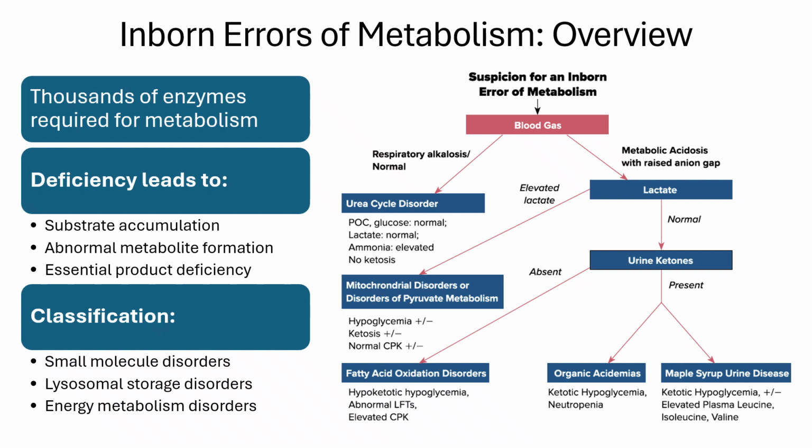Classification helps organize these numerous disorders into manageable categories. Small molecule disorders affect amino acids, organic acids, and simple sugars. These typically present acutely with metabolic crises: acidosis, hyperammonemia, hypoglycemia. They're often treatable through dietary restriction or supplementation.